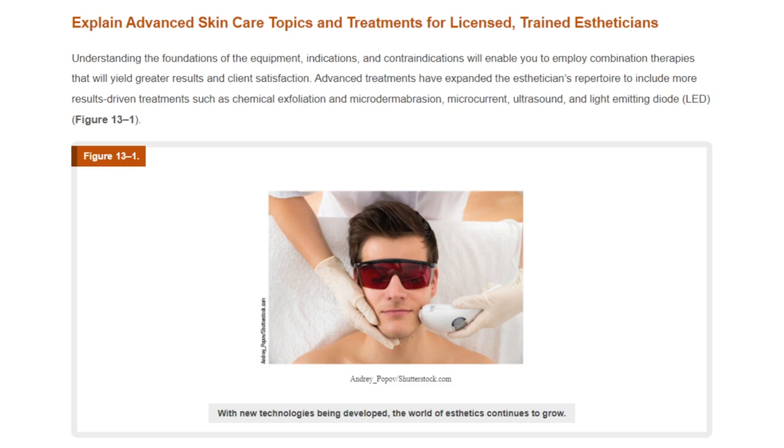Understanding the foundations of the equipment, indications, and contraindications will enable you to employ combination therapies that will yield greater results and client satisfaction. Advanced treatments have expanded the esthetician's repertoire to include more results-driven treatments such as chemical exfoliation and microdermabrasion, microcurrent, ultrasound, and light-emitting diode, LED. Figure 13.1. With new technologies being developed, the world of aesthetics continues to grow.